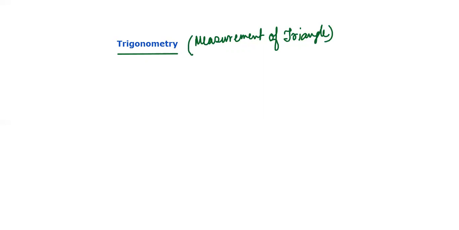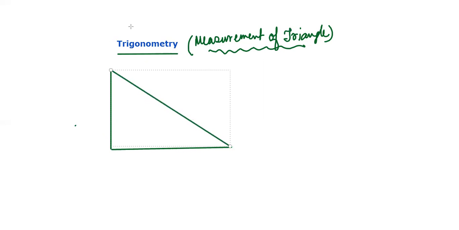consider the right angle triangle. So in this right angle triangle, suppose you have got a right angle triangle like this. You know that this right angle triangle consists of a 90-degree angle. And very, very important, suppose this is your A, this is your B, and this is your C.